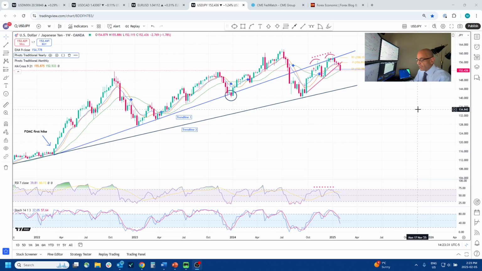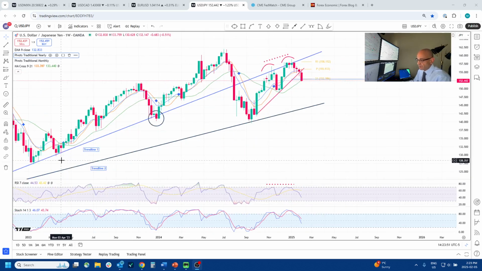Now we look at USD JPY, the weekly chart. The overall context of the chart shows that USD JPY has been trading in an uptrend since early 2022 when the FOMC, the Federal Reserve, began to raise interest rates on the US dollar.